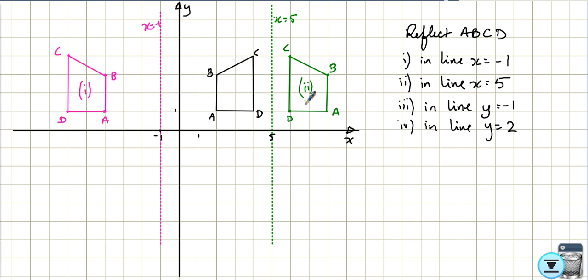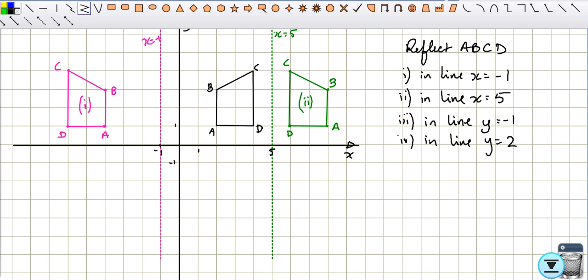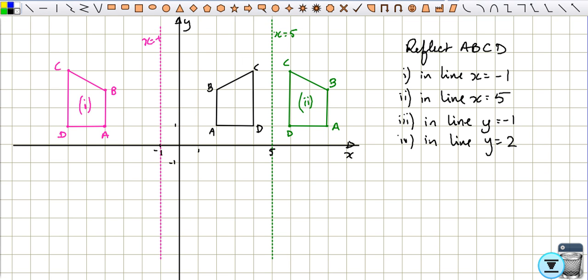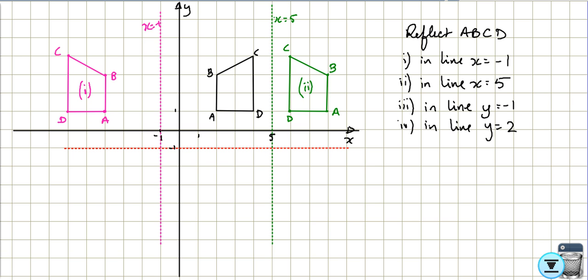Now I'm going to reflect ABCD in the line y equals minus 1. We find the line y equals minus 1. This is the y-axis. This is minus 1. So that is the line y equals minus 1. I'm going to draw that line. This is the line y equals minus 1. So now that is my mirror. Where is the mirror image?